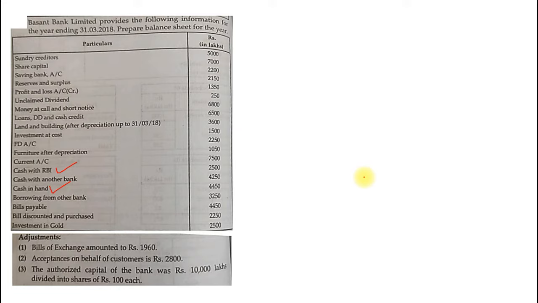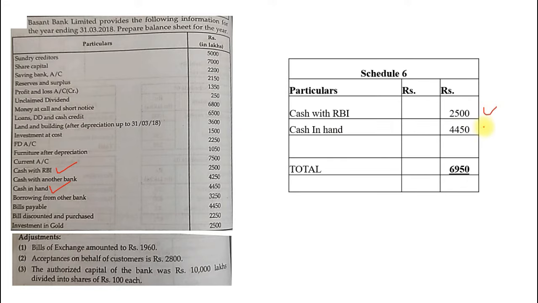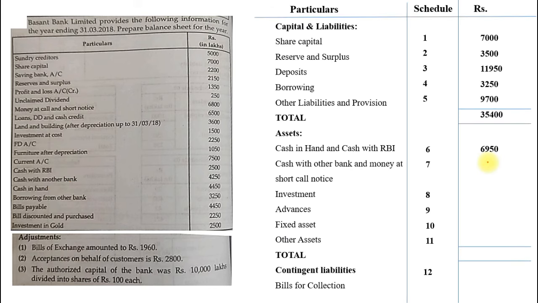Both the things are available, so we'll just take it down: cash in hand and cash at RBI. Okay, so that is 2500 plus 4450. Total comes to 6950. Schedule number 6. So under schedule number 6, we have 6950.